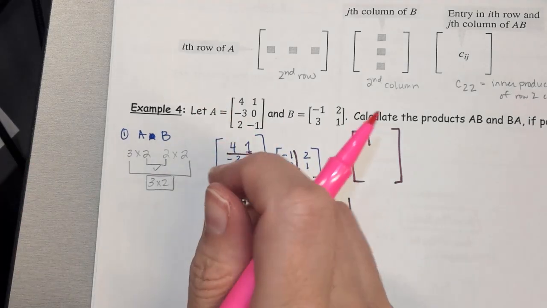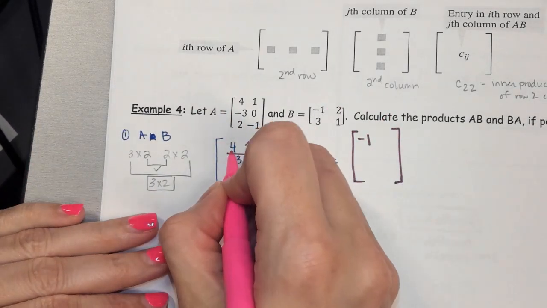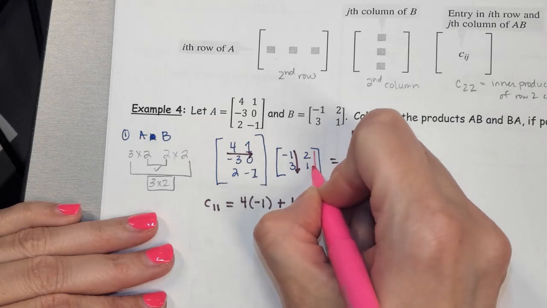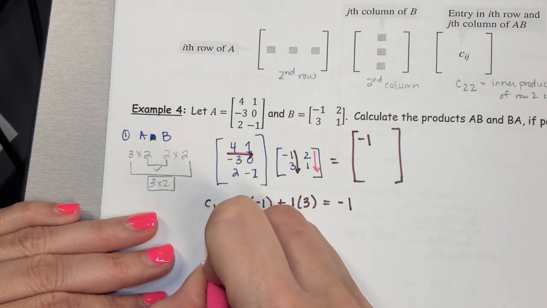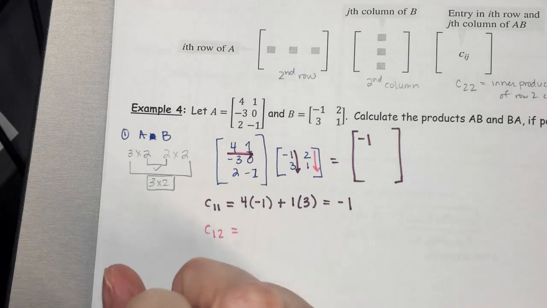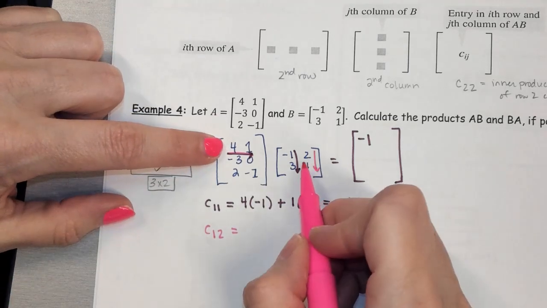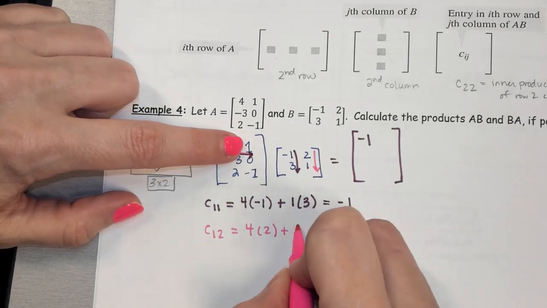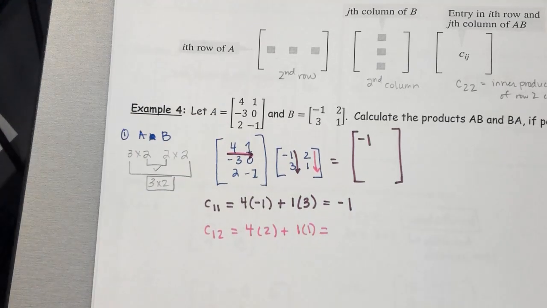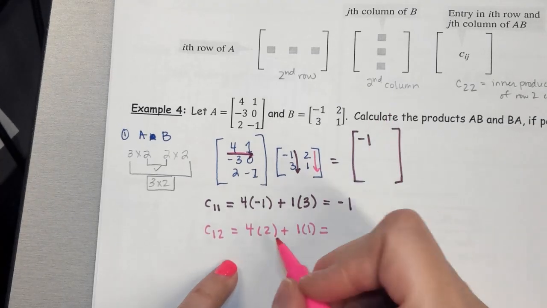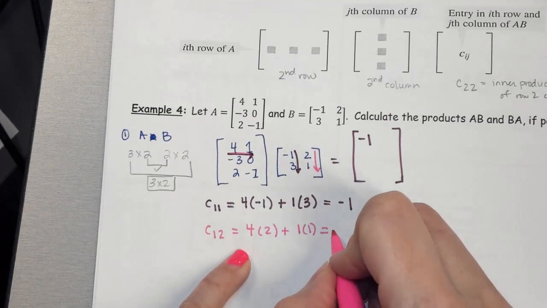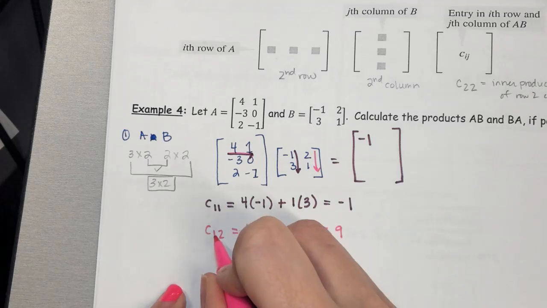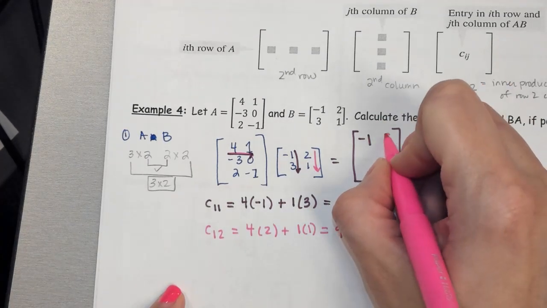Okay, now we're going to do the first row, the second column. So we're going to do this row, and now we're going to do this column. So 1, 2. So we're going to do 4 times 2 plus 1 times 1. Okay? If you wanted to do the second row next, you could. You'd just be filling it down a different way, and that's fine. So 8 plus 1 is 9. So this is the first row, the second column. So this is where you would put the 9.